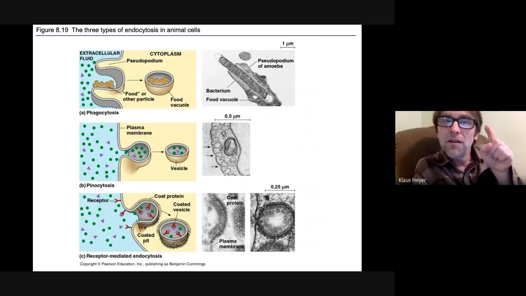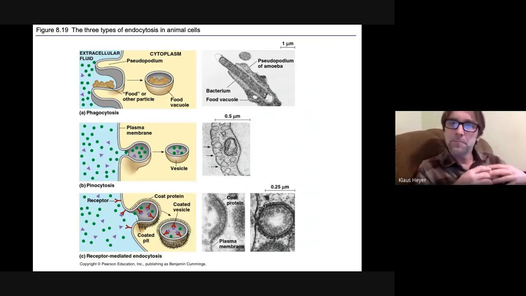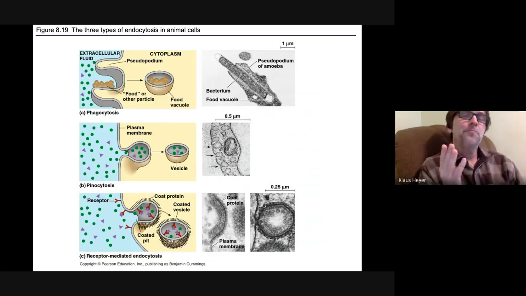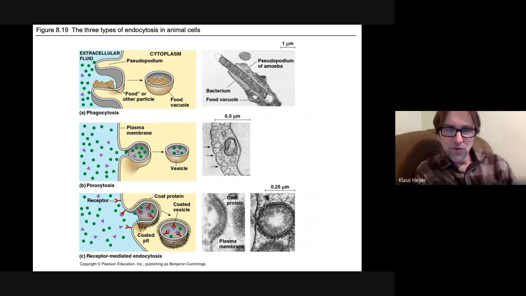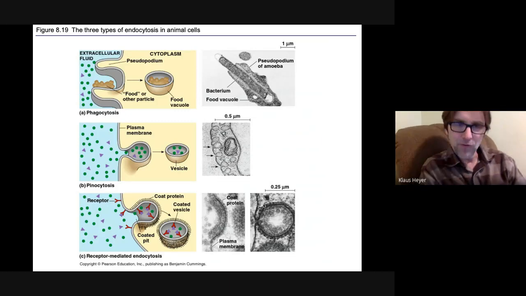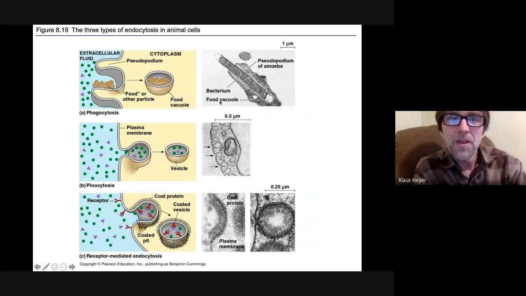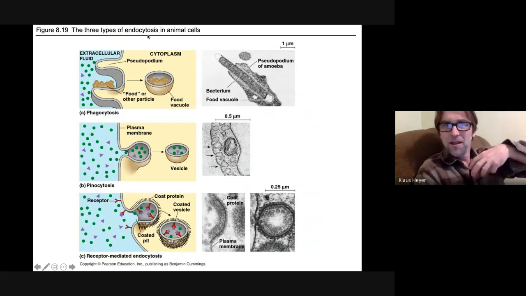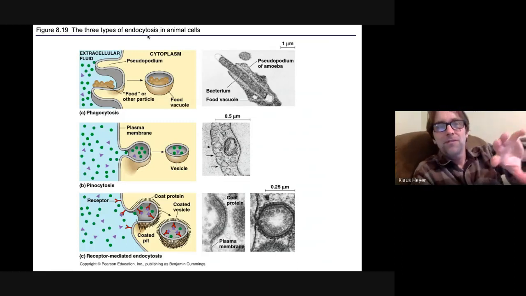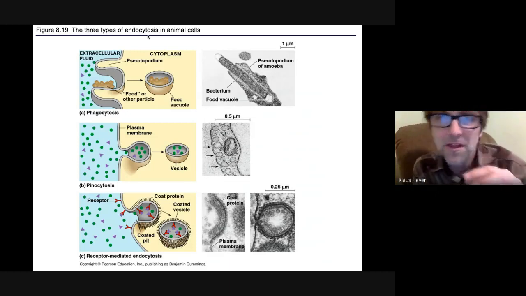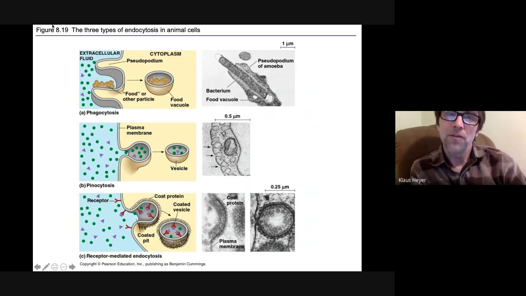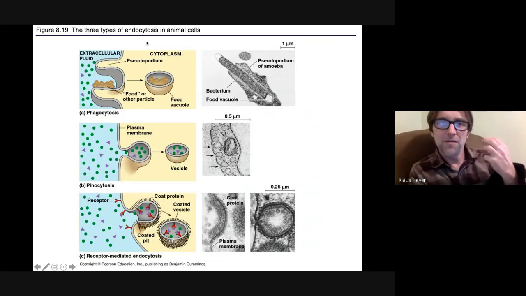This is a cell taking stuff in, right? There's three different processes. The first one is the one you're really going to see that word. And we already talked about it, phagocytosis. Well, actually, these are all types of endocytosis. So endo meaning in, exo meaning out. So cyto means cell. So endocytosis, cell in, cells taking stuff in.